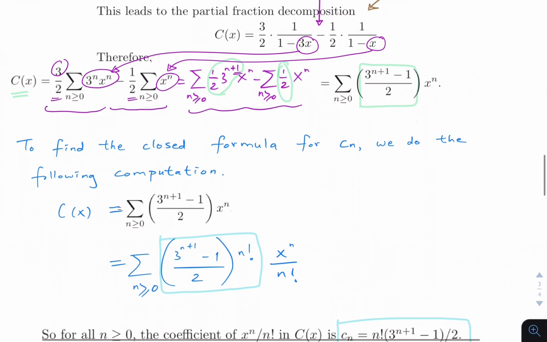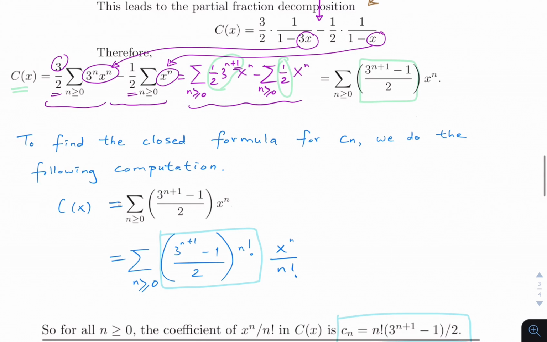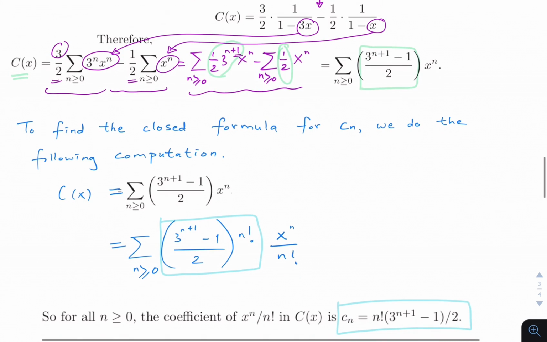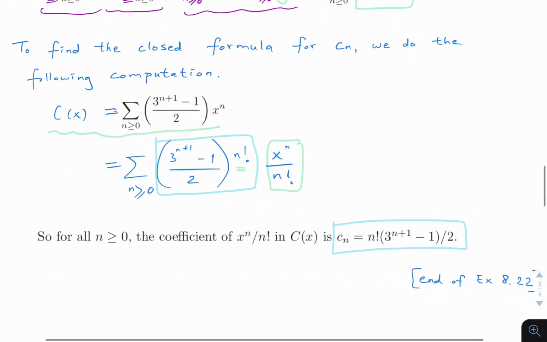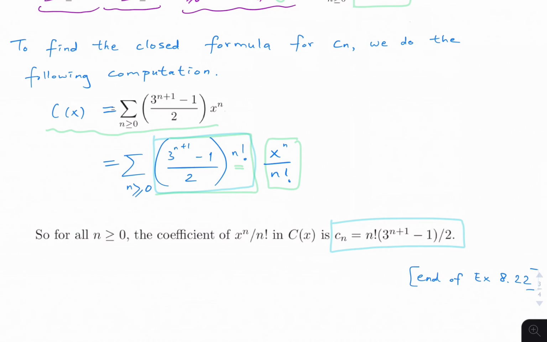So to find a closed formula for c sub n, we do the following computation. From earlier, we have that. And now I just want something that looks like x to the n over n factorial. So I just multiply by n factorial over n factorial. And so this box is exactly the coefficient of x to the n over n factorial in C.